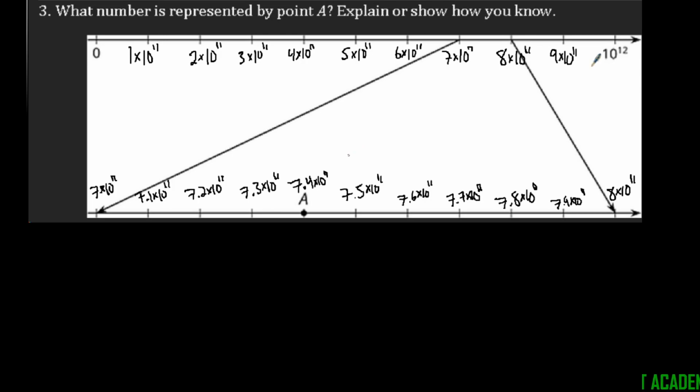So for that, now that you have your bottom line, it's going to be counting by 7.0, 7.1, 7.2, all still times 10 to the 11th power. And so what we're trying to figure out is what is the point represented by A? Well, we're going to say that that is going to be this point right here. And so since we have it labeled, we're going to say A equals 7.4 times 10 to the 11th power. Make sure you have those other points labeled so that way you know how we got that answer.